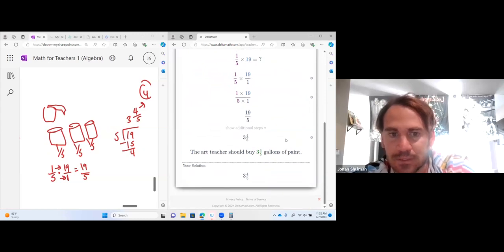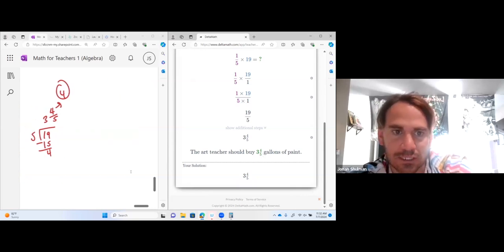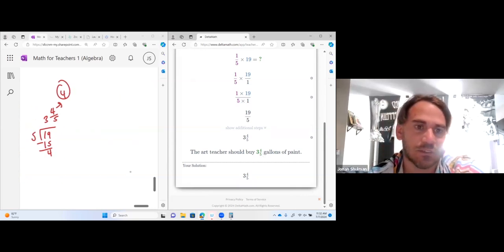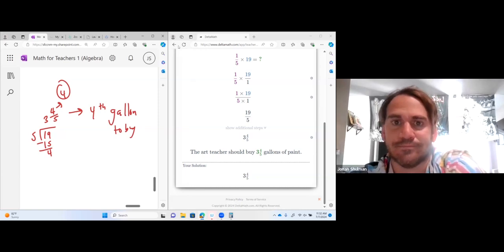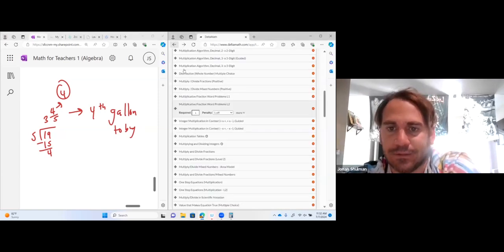Yep. Because how do you buy 4/5 of a gallon of paint, right? You just need another gallon. So I would actually say this is wrong, and I would tell my students that you need a fourth gallon to buy. Because who sells 4/5 of a gallon, right? All right, let's keep going.